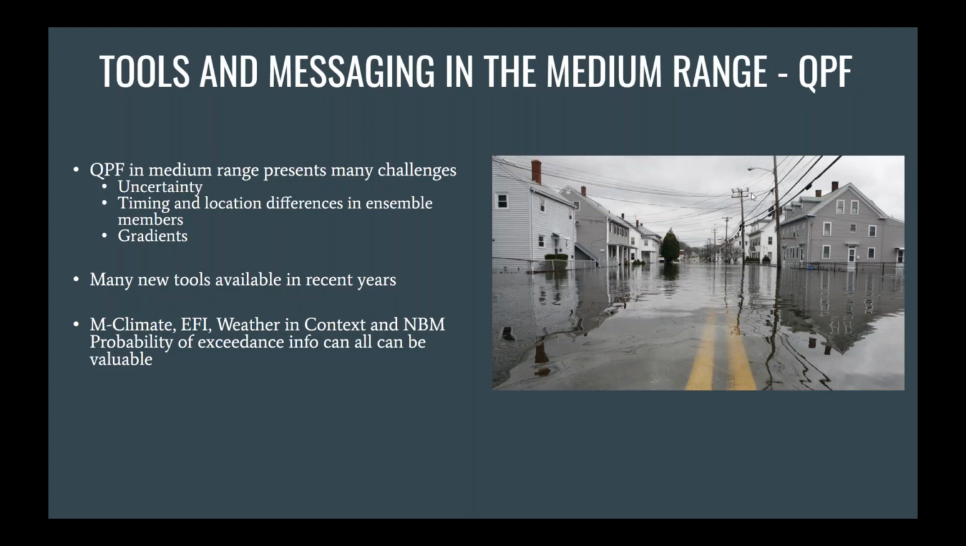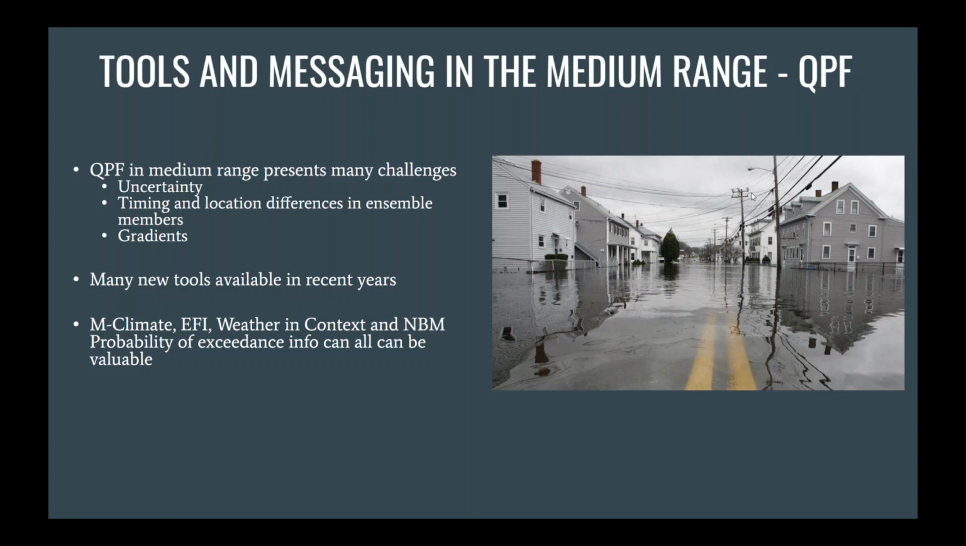As you all know, QPF in the medium range presents many challenges. There's uncertainty with the evolution of an event. You have challenges with different ensemble members having different timing and location, which can smooth out your mean values and smear it out and make it look not as impressive. You have tight gradients when ensemble members are in good agreement, and then challenges on the edges of those gradient regions of how to handle and message.